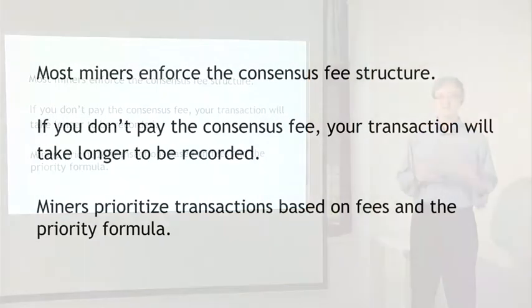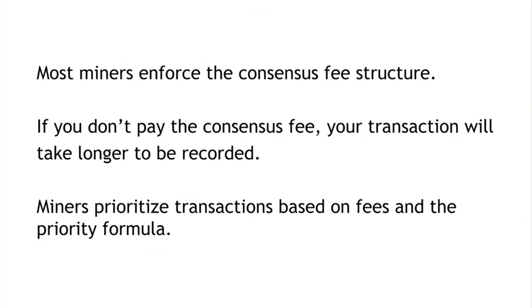All right. Now, the current status quo is that most miners enforce the consensus fee structure, which means that they will either not service or will service last transactions that don't meet the consensus fee structure. So if you don't pay the consensus fee, your transactions will typically take longer to be recorded. It's worth noting that if you pay a small fee, because of the way the priority calculation works, the priority includes age of your Bitcoins, the longer your transaction sits without being recorded, the higher its priority will get because its Bitcoins get slowly older. But in any case, if you haven't paid the consensus fee, your transactions will probably take longer to find their way into the blockchain. Maybe that's okay with you.